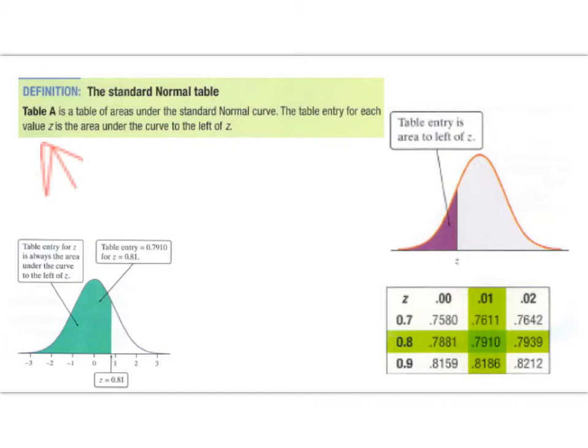Remember, once I standardize any variable that is normally distributed, that standard normal curve is going to be the same for all of them. So this Table A will work for any of them as long as you've calculated your z-score. Or you can work backwards and use the area to then determine the z-score. So let's look at how this table works.